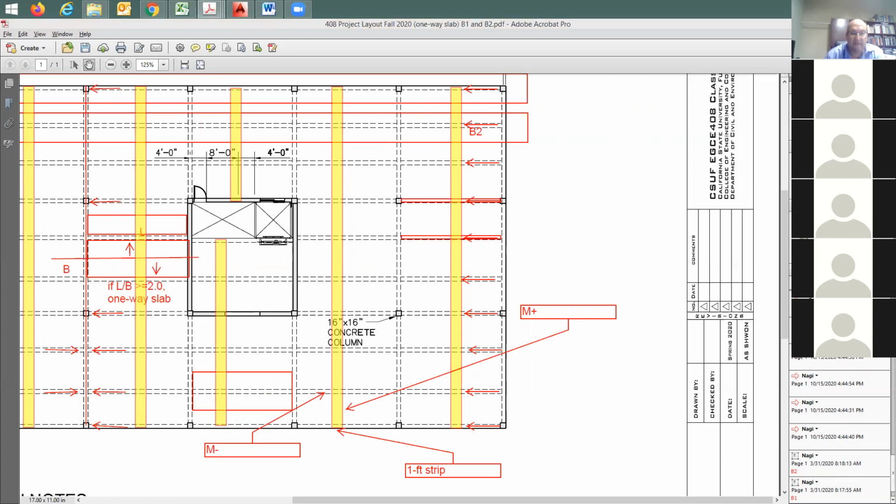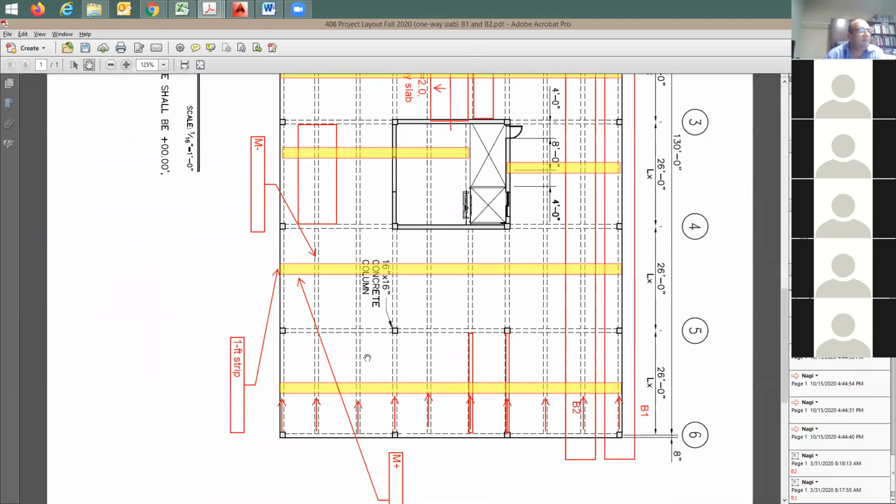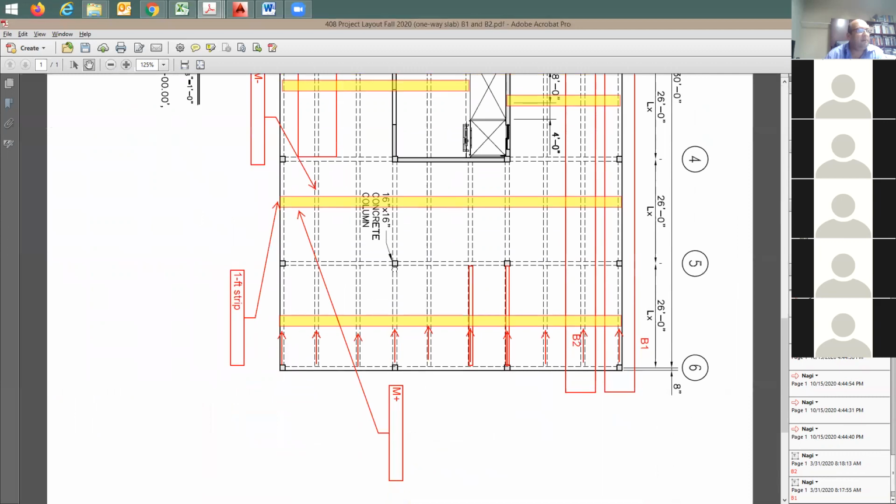Make sense? So you said that the bottom of the beam would be positive moment. Okay, and then the top would be negative moment, correct?